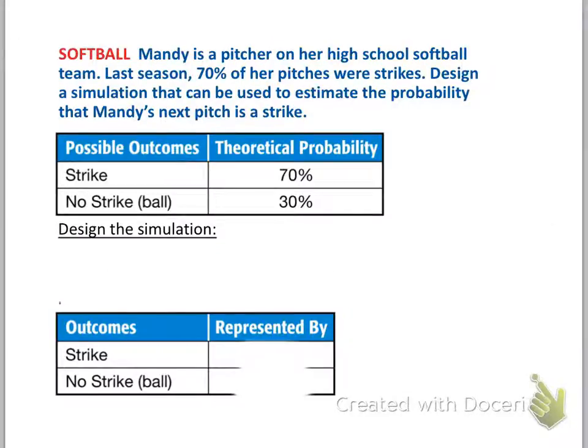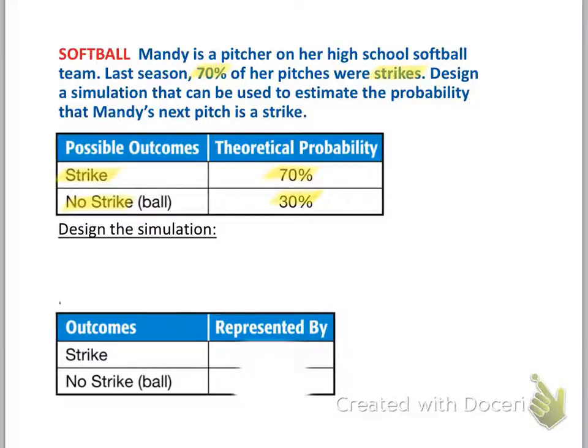So in softball, Mandy is a pitcher on her high school softball team. Last season, 70% of her pitches were strikes, meaning the batter did not hit the ball. Design a simulation that can be used to estimate the probability that Mandy's next pitch is a strike. So we have our possible outcomes, strike and no strike. And we have a theoretical probability of 70% that it'll be a strike, and so not a strike would be a 30%.